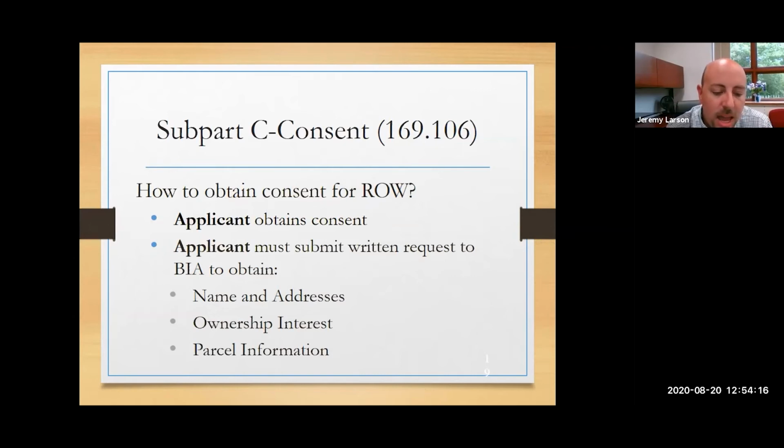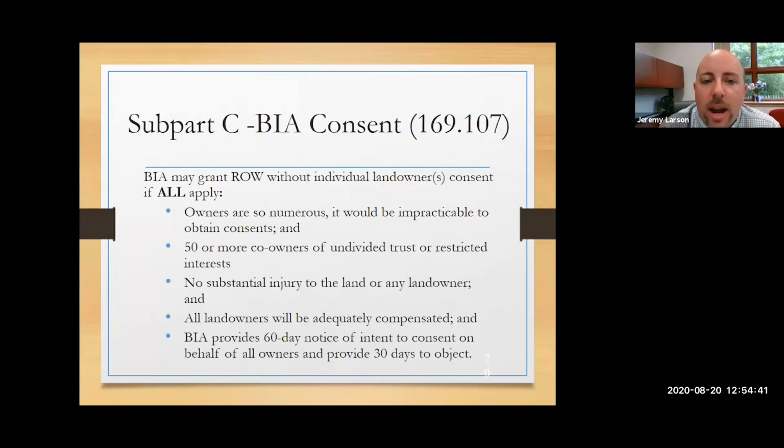For allotted land, the applicant needs to show that it has notified all owners of each tract and has obtained majority consent of each tract. Majority consent consists of the greater number, so anything over 50%. So 51% would be your majority consent. The Bureau of Indian Affairs may grant a right-of-way without individual landowners' consent if all of these apply. If you have just two of the bulleted items, it doesn't work. You have to have all of these, or we will not be able to consent to it on behalf of the landowners.